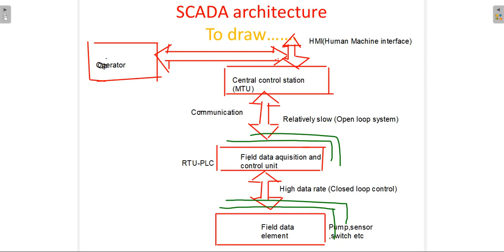Now see here, from the field data element and the RTU, you would always have a high speed communication because it's a closed loop system. It has a very high rate. As soon as the pumps, sensors or switches take the basic data, the acquisition of the data for passing it on to a higher level takes place with a very high rate. Anyway, I will explain all those things in your next slides also.